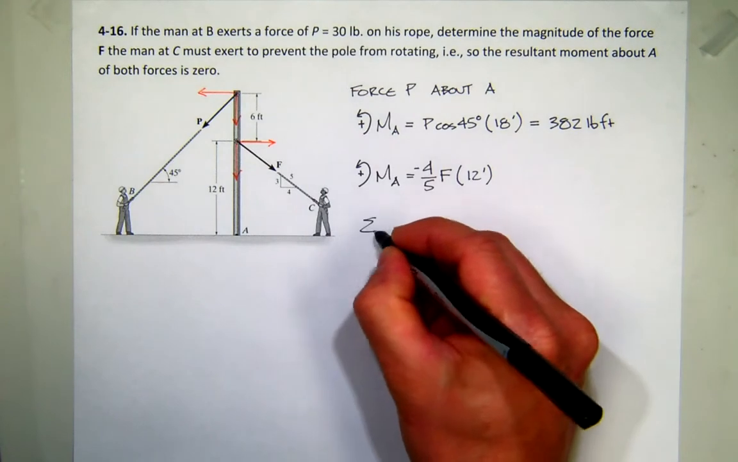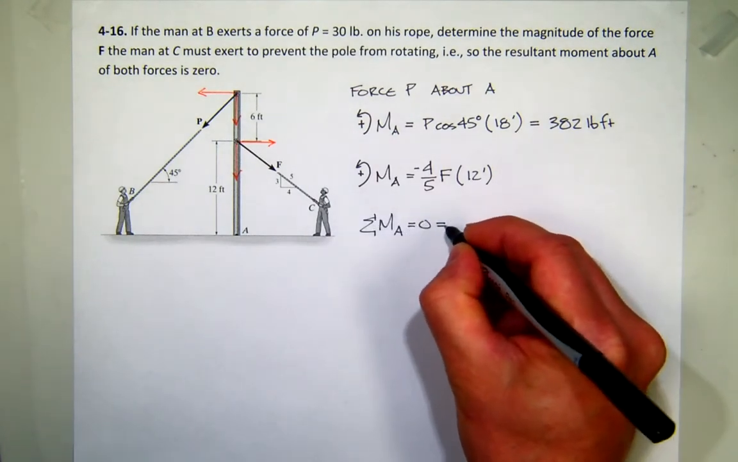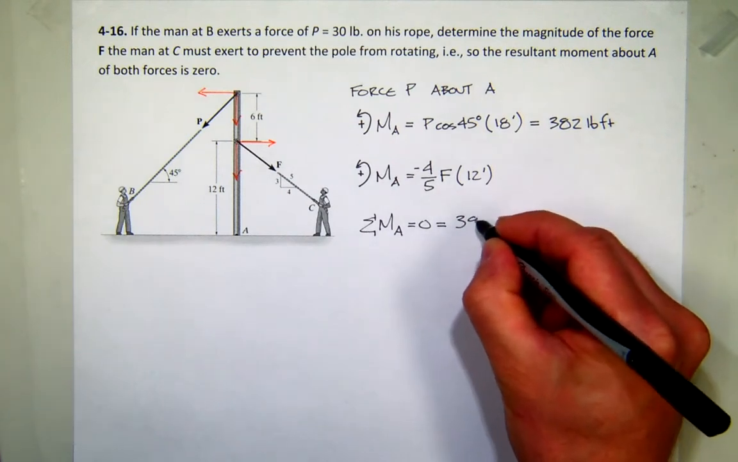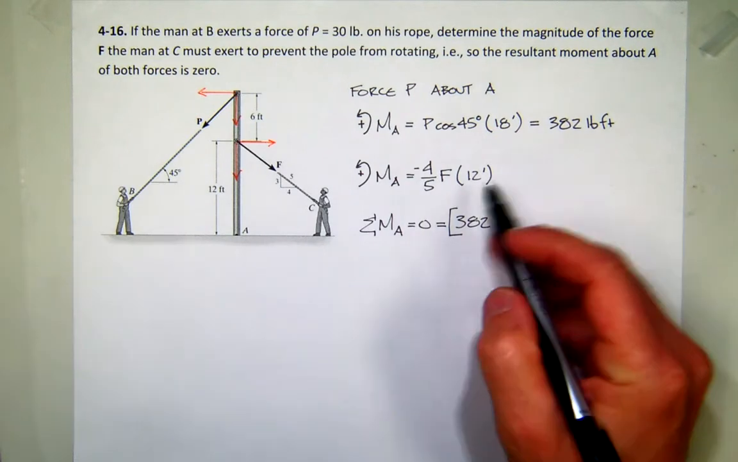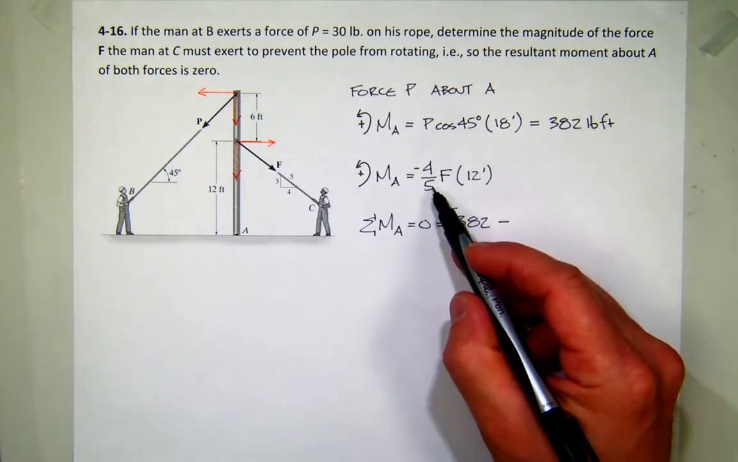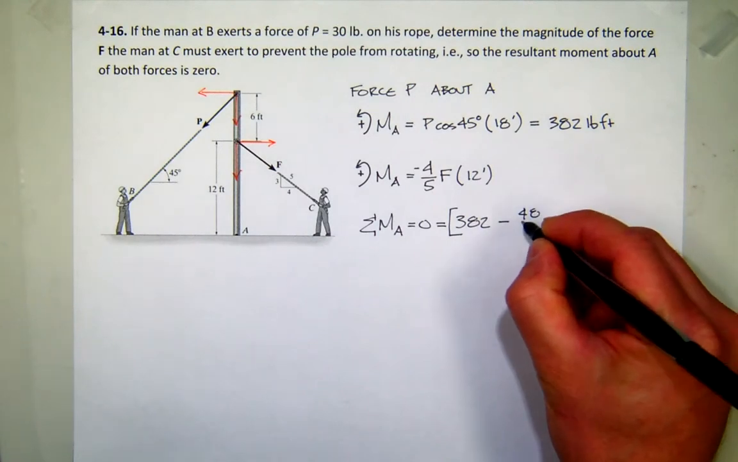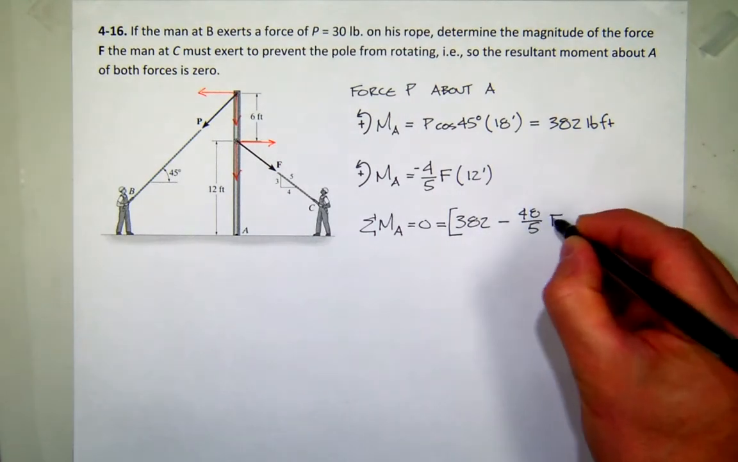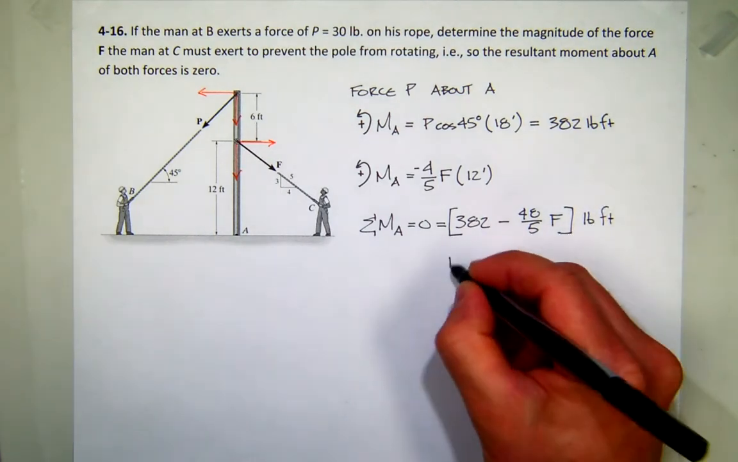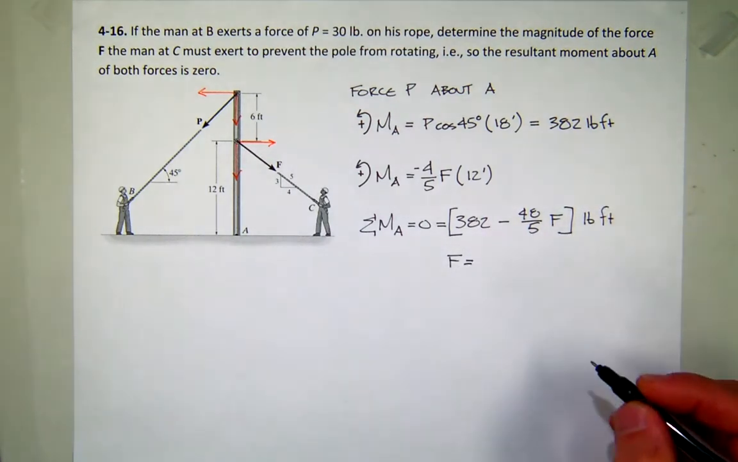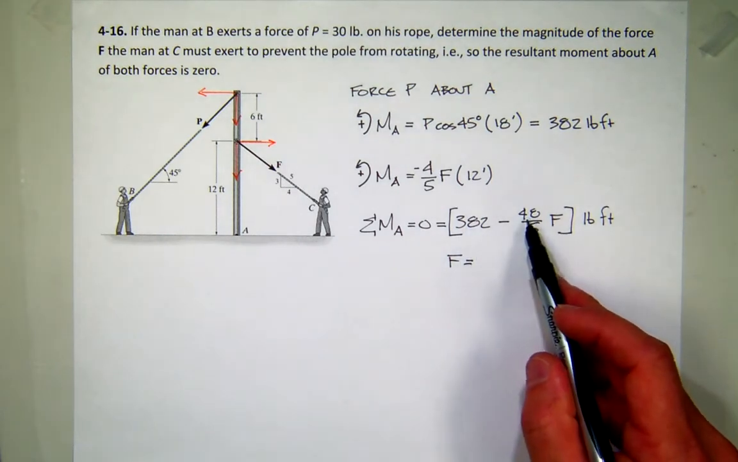So if I actually sum my moments about A and make sure they're 0, I would get 382. And over here I would get minus, let's see, what's that? I'll just do it this way, 48 divided by 5 F. And those all have the units of pound-feet. So you can solve for F. So what is F? It should be 382 times 5 divided by 48.